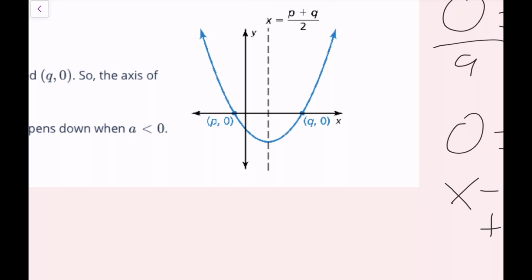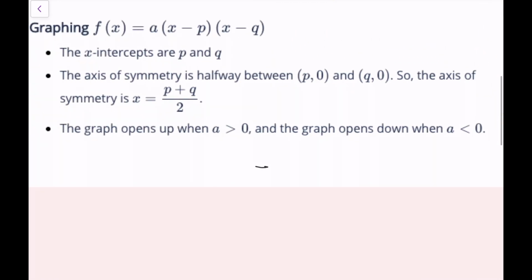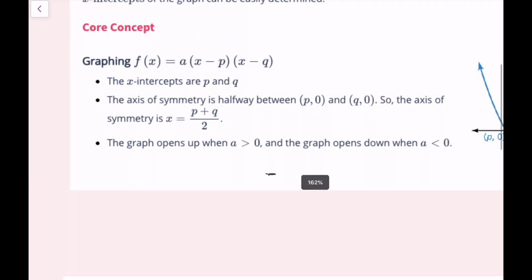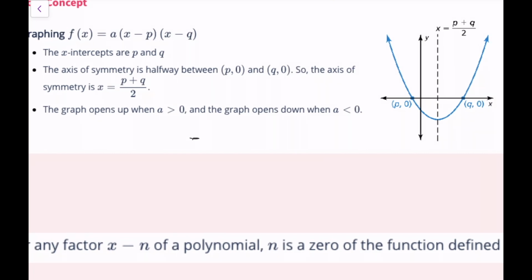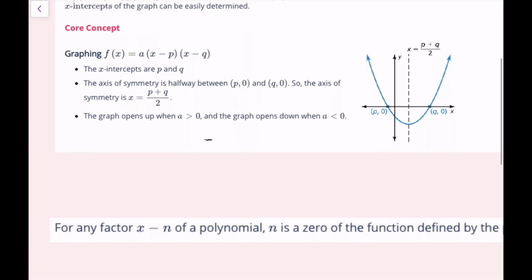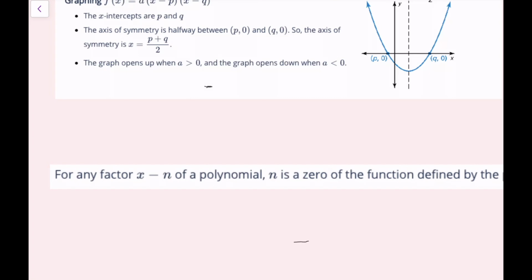So to find our axis of symmetry, which is the x value of the vertex, we just take x is equal to p plus q over 2. And then when we find that value, we plug that into our function to find the y value of the vertex. And then as always, this a value that we have is going to be the same a as in vertex form and as in standard form. So if a is positive, the graph will open up like a cup, and if a is negative, it'll open down like a frown.